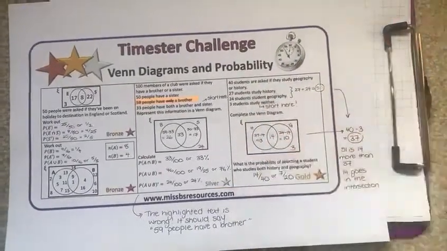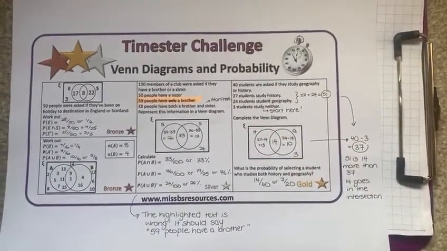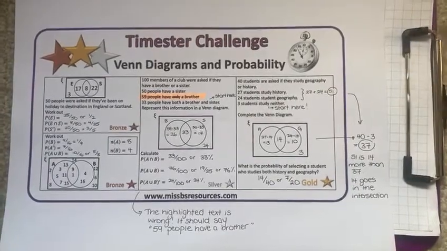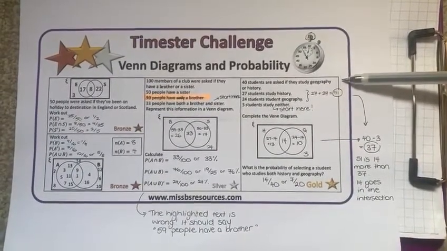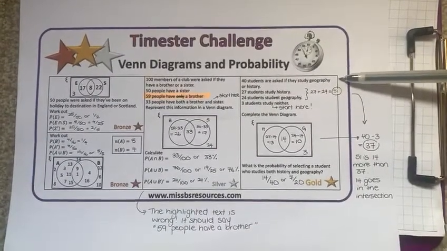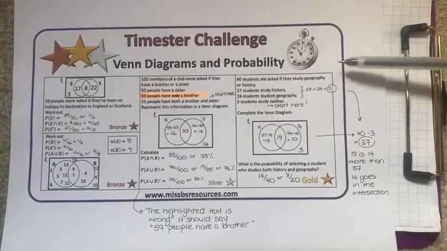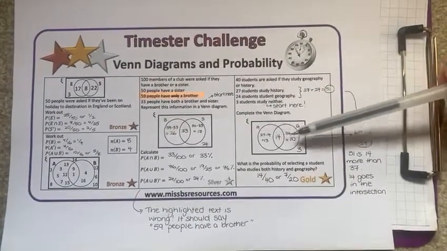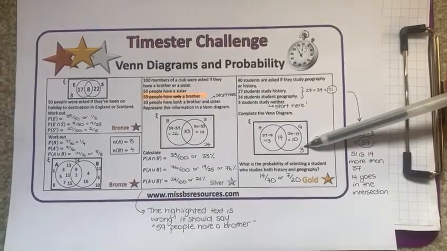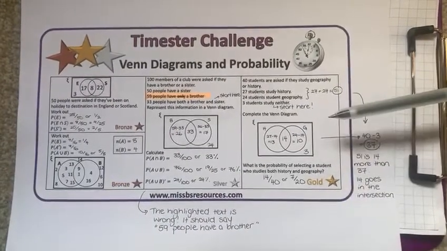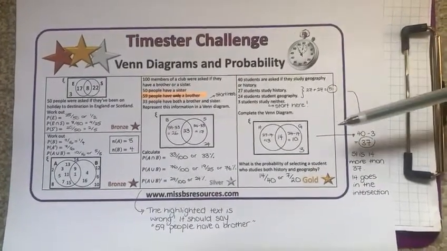Ignore my writing there because I'm going to do it from the start and talk you through it. I'm just going to read through the question first. So I'm told that 40 students are asked if they study geography or history. That means that there are 40 students in total. So the numbers I have in my Venn diagram and in the outside bit should add to 40. If they're any more than 40 or any less than 40, then I've gone wrong.